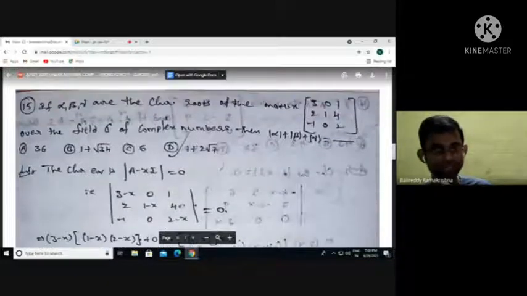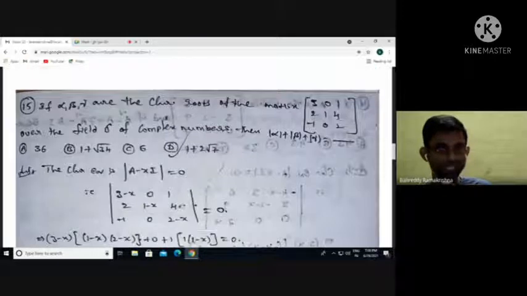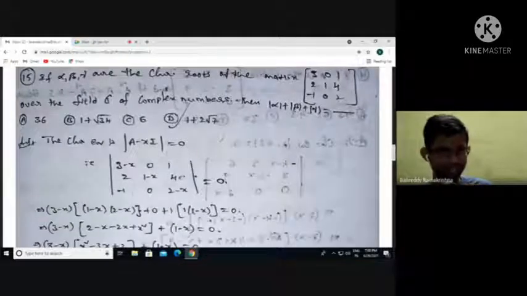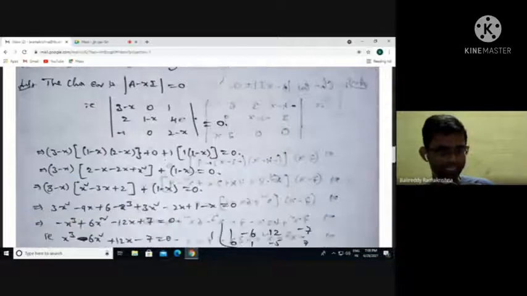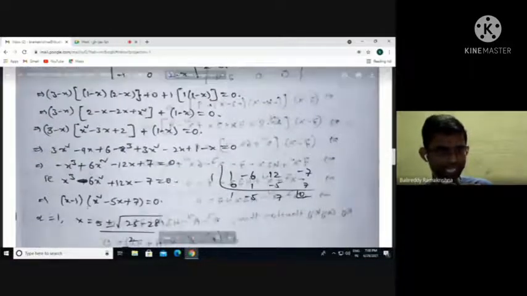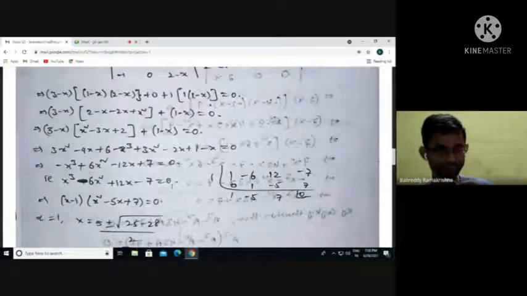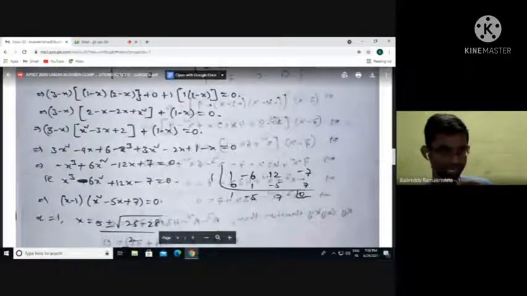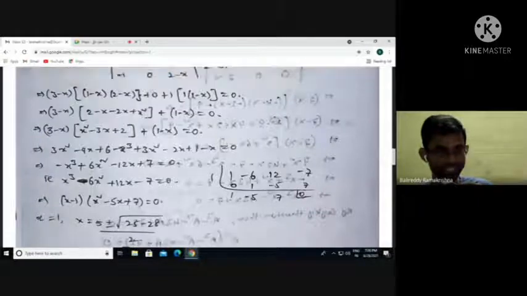Here, first we have to find the characteristic equation of this matrix, and it is given by determinant of A minus xI is equal to 0. This is simple calculation. By finding the determinant, we get a cubic equation: x cube minus 6x square plus 12x minus 7 is equal to 0. By finding the factors using synthetic division, we get (x minus 1)(x square minus 5x plus 7) is equal to 0.